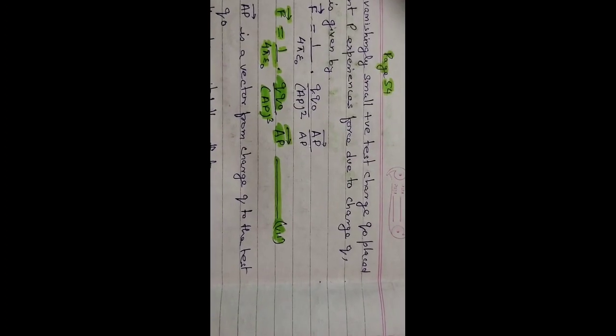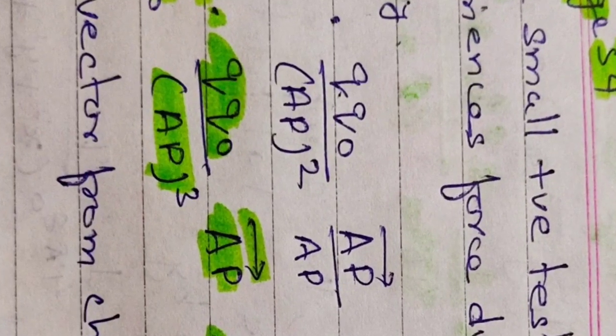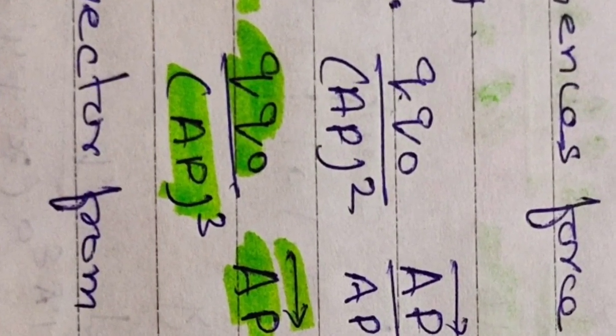A vanishingly small positive test charge Q0 placed at point P experiences a force due to charge Q, which is given by F equals 1 by 4 pi epsilon naught into Q Q0 divided by AP square into AP vector divided by AP, or F equals 1 by 4 pi epsilon naught into Q Q0 divided by AP cube into AP vector. That is equation number 7. AP is a vector from charge Q to the test charge Q0.